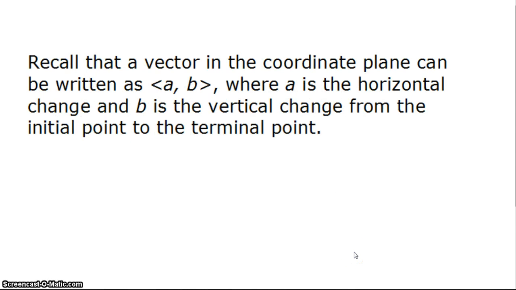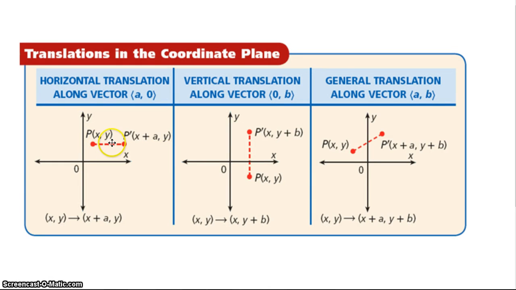Okay, recall that a vector in the coordinate plane can be written with this notation. We travel a certain distance in the horizontal direction and a certain distance in the vertical direction, right? We go from an initial to a terminal point. So a horizontal translation is going to be some change in the x value, right? So we have a point (x, y). It becomes point (x + a, y), right? And that a could be positive or negative. In this case, the a was positive. It became greater, right? We could add a negative and travel that way to the left.